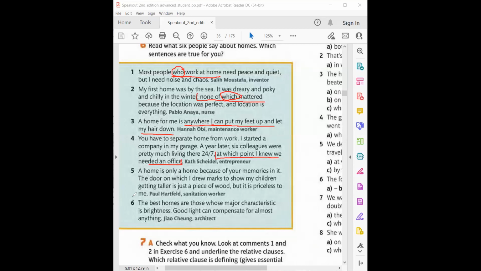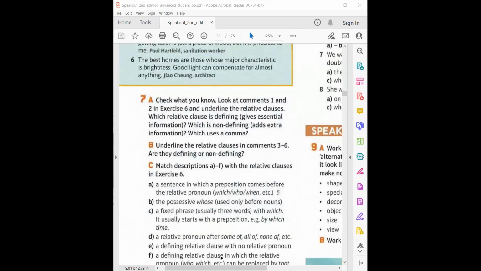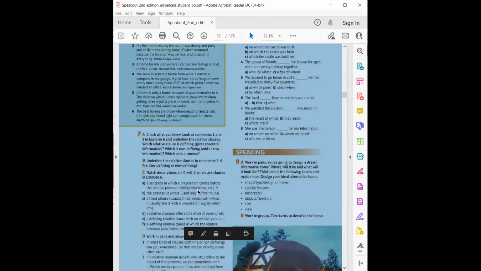Okay. That's correct. On which I drew marks. The last one is for me, and you can find it here. Let me search for it. Okay, yes. Those whose major characteristic is brightness. Okay, that was good. Now let's try another exercise here. They're telling us. Okay, let's zoom in and see.